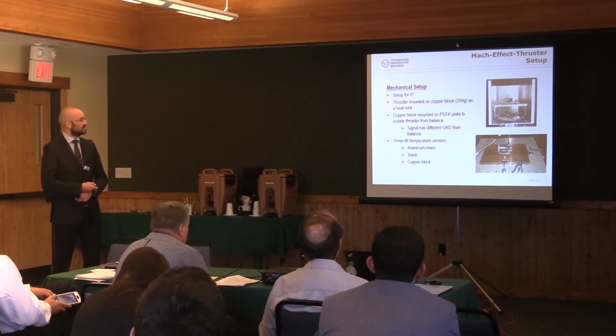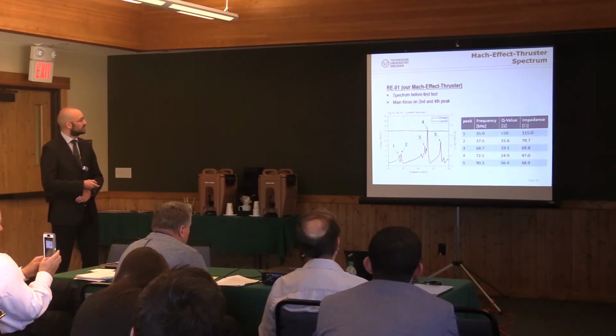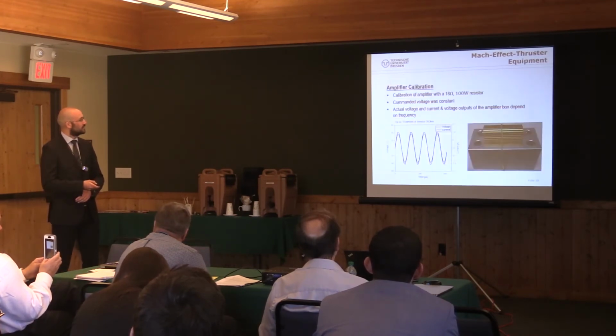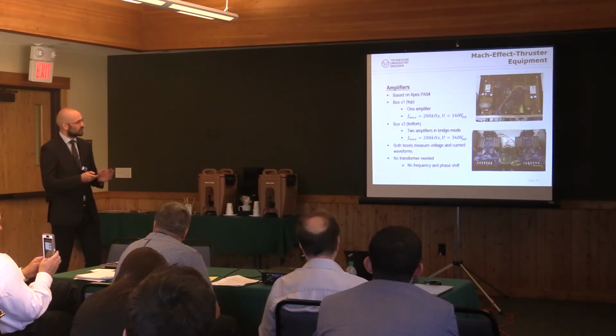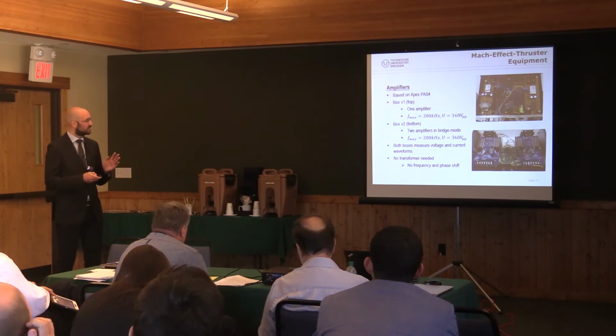This is the mechanical setup. So we have the thruster put basically in one of our mu metal shielded boxes in the middle. It's mounted on a copper plate as a heatsink, and also on a PEEK plate, because again, if you have an amplifier that is in bridge mode, you don't really have a second ground there. It's a different signal.